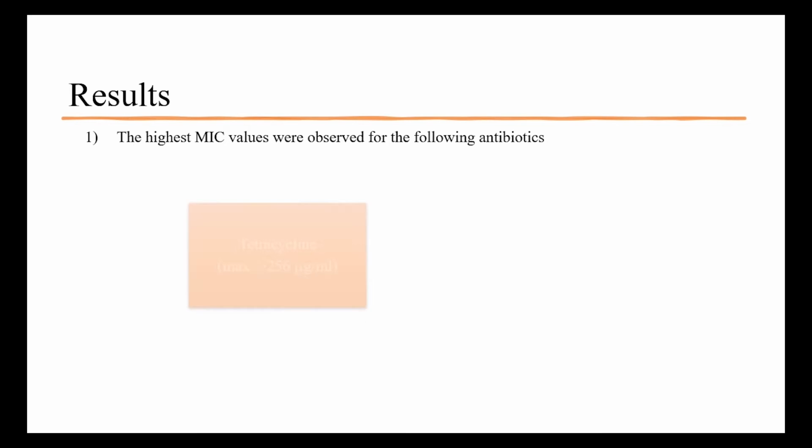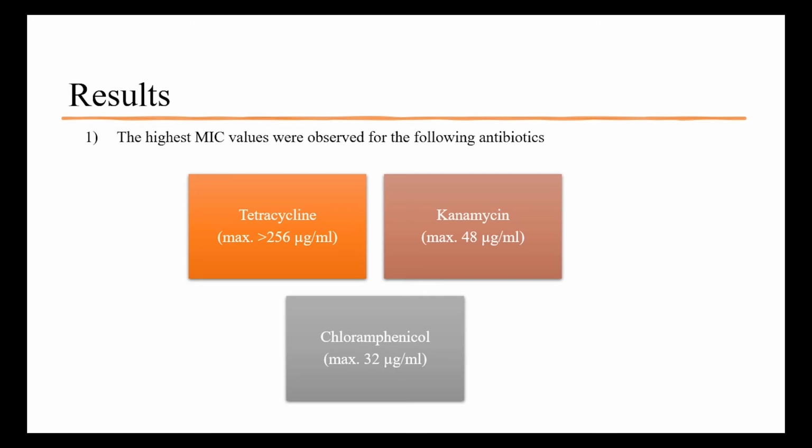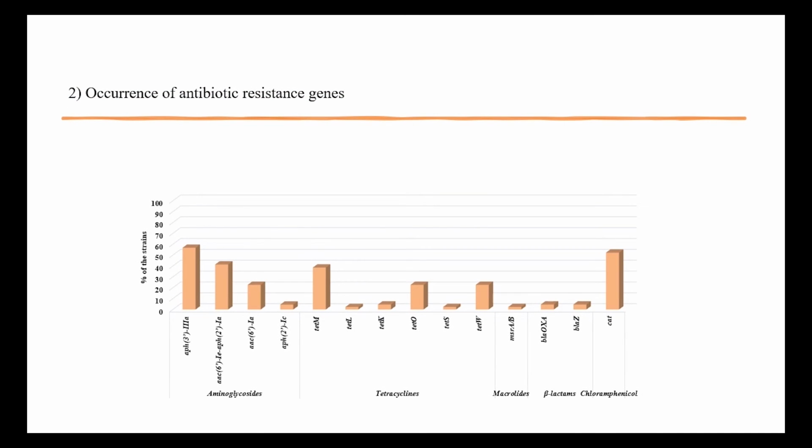The following results were obtained. The highest MIC values were observed for tetracycline, kanamycin, and chloramphenicol. Analysis of the resistance genes occurrence showed that more than half of the strains carried the gene encoding resistance to kanamycin and to chloramphenicol. A large percentage of the strains also had the gene encoding resistance to gentamicin and tetracycline.